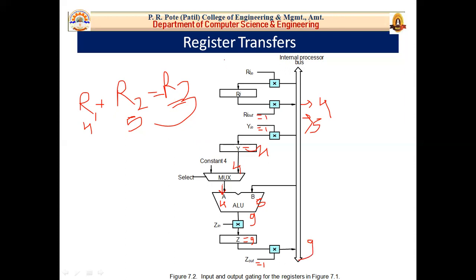And somewhere our register R3 is there. Now we have to set the input signal of R3 to 1. And when the input signal of R3 is set to 1, this 9 will be loaded into R3. And this is how the addition and the transfer of data from one register to another register is done in the processor internally.